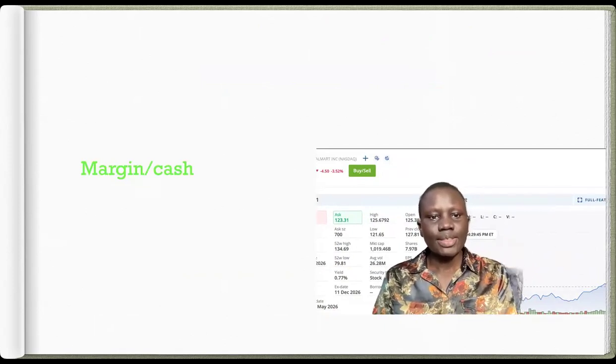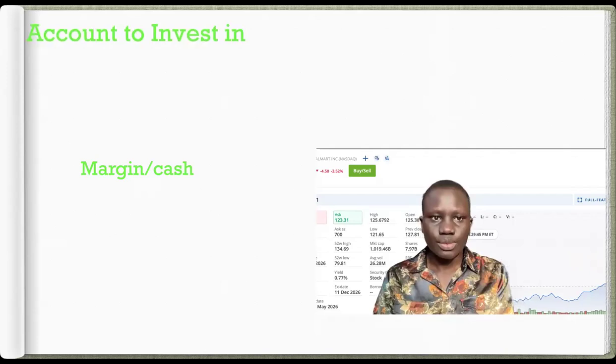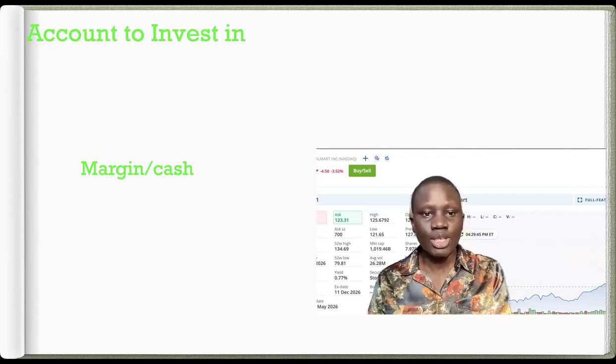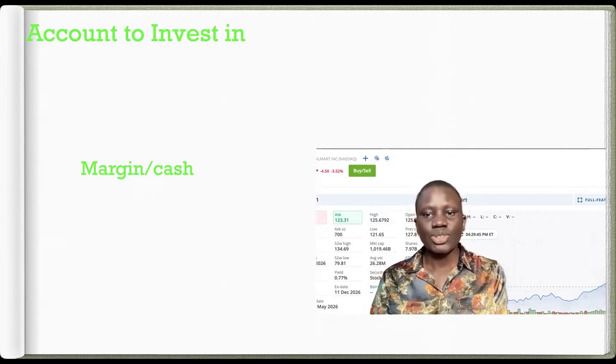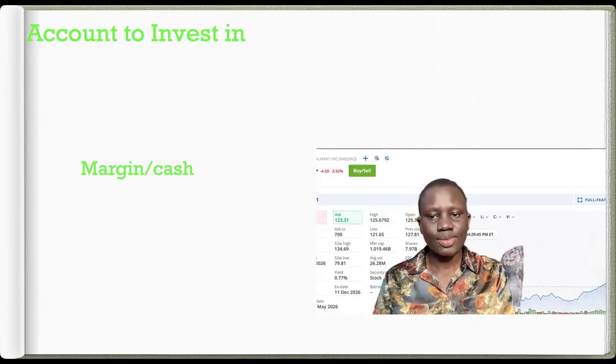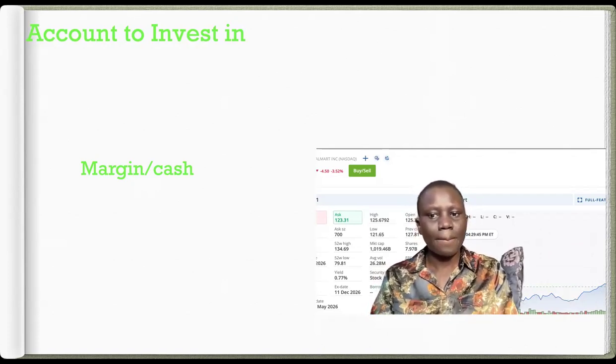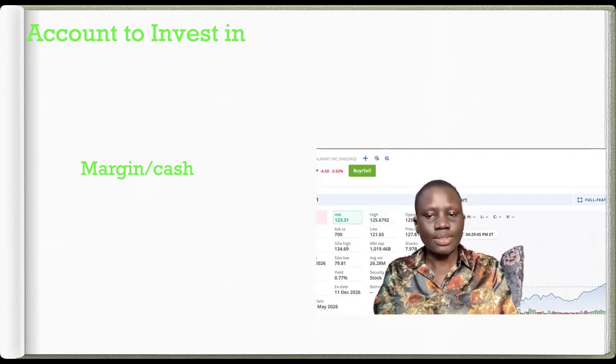The next thing is the account. When you're doing capital gain investing, you can use either a margin or a cash account. This account will help you to leverage. If you don't have money, you can leverage the broker's money. So you can use that one too.